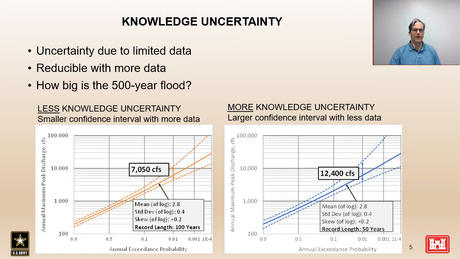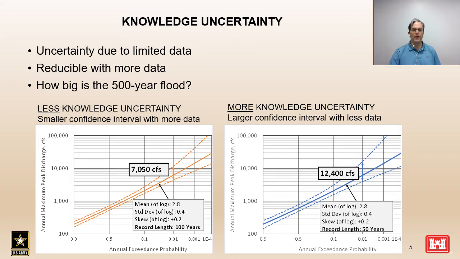The plot on the left, at the 100-year flood or the 0.01 annual exceedance probability, has a 90% confidence interval that spans a range of about 7,000 CFS for a record length of about 100 years of data. In the plot on the right, we see a much wider 90% confidence interval at the 100-year flood event due to the shorter record length of only 50 years. This reflects more knowledge uncertainty.